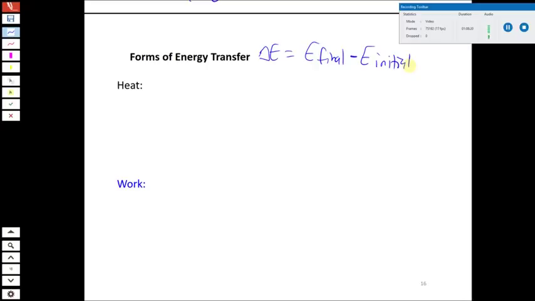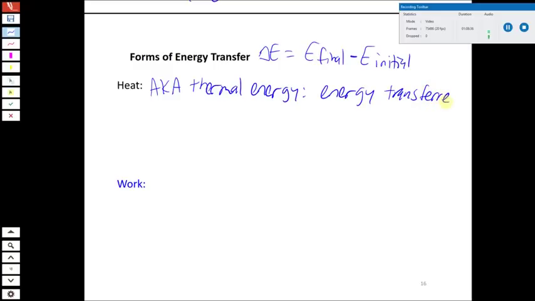So to define these two, heat is sometimes referred to as thermal energy, so it's also known as thermal energy. And this is energy that is transferred due to a temperature difference. And this is the one that we're going to be talking about a lot in this chapter, especially towards the second half that we're going to get to next week. All right, so it's thermal energy, which is a result of a temperature difference between system and surroundings.